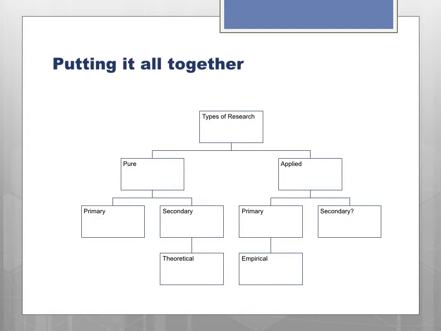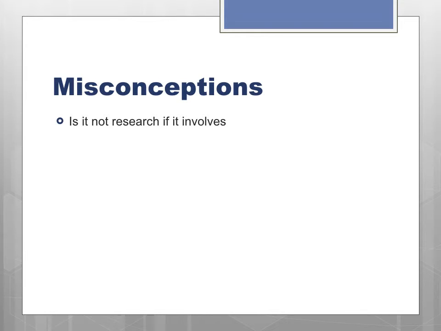So there's a lot of different kinds of research on this spectrum. What I'd like you to know is the two major sides, the pure and the applied, how to define them, and then what's the difference between primary or prospective research and retrospective research, and what would be some examples of each. And then under the secondary and the primary, what's the difference between theoretical and empirical research, and also examples of those as well. So finishing up just for a moment, taking a look at misconceptions about research.